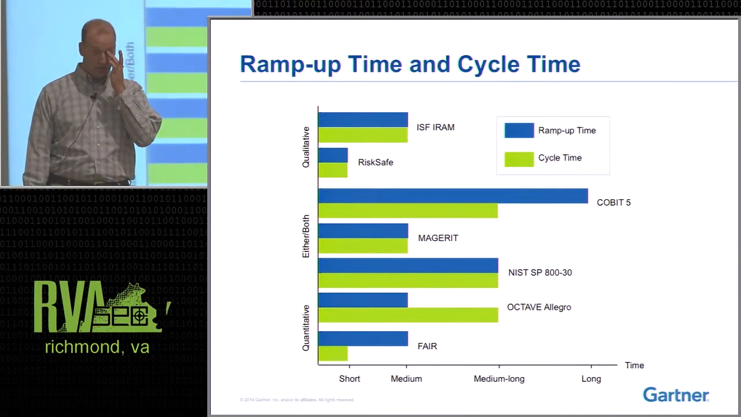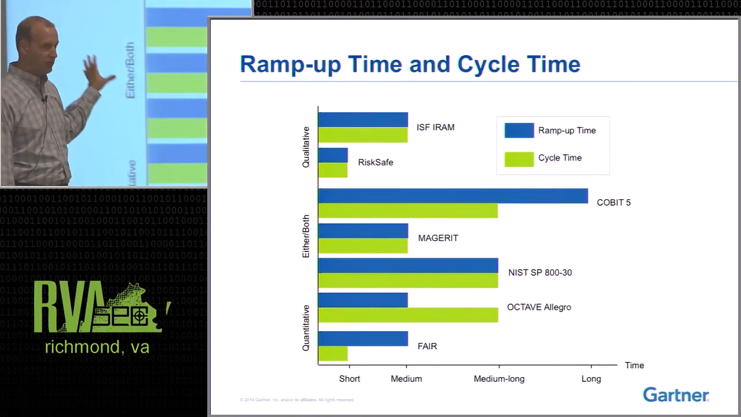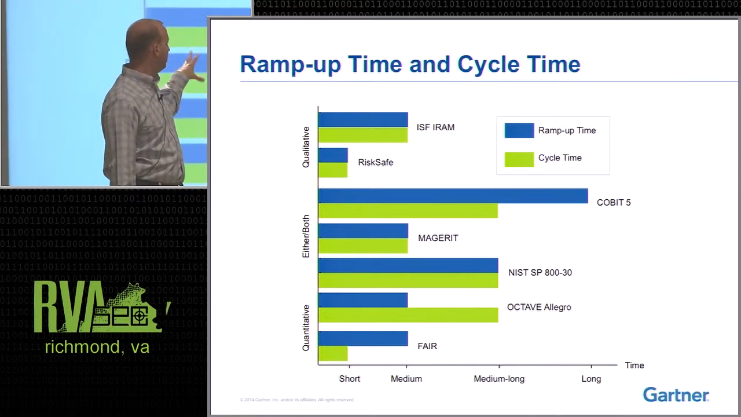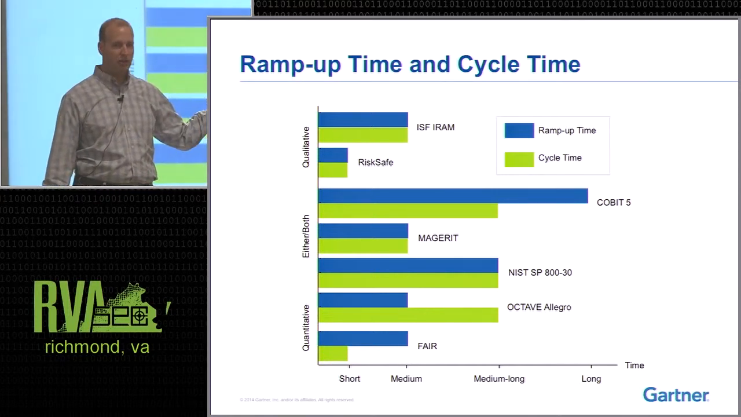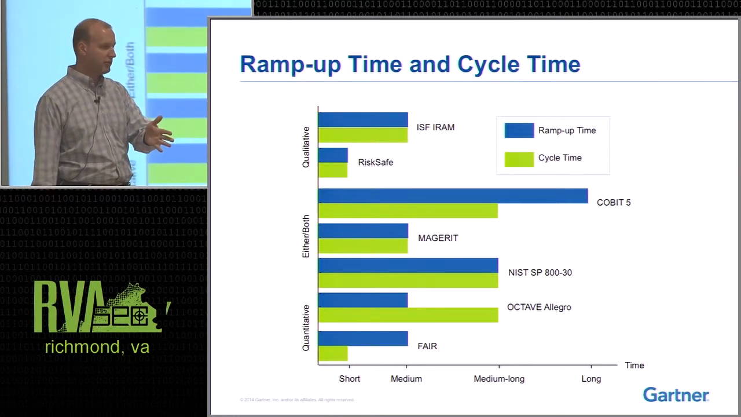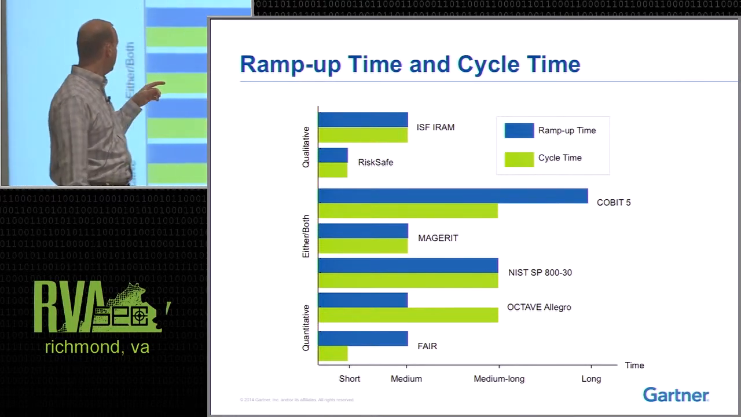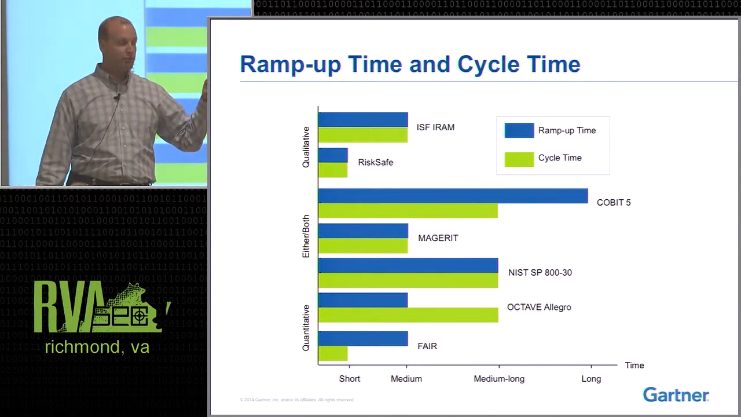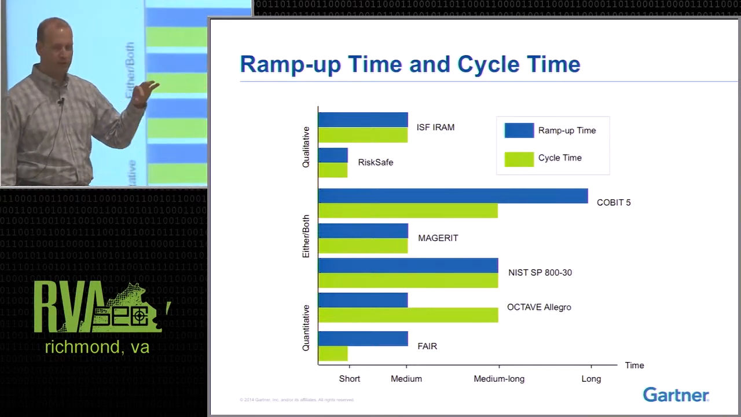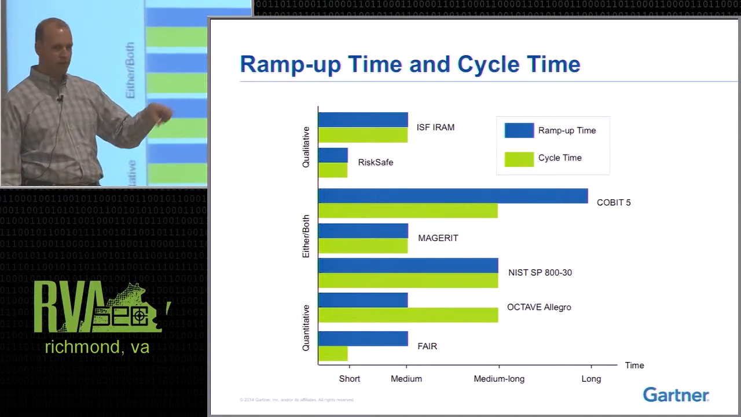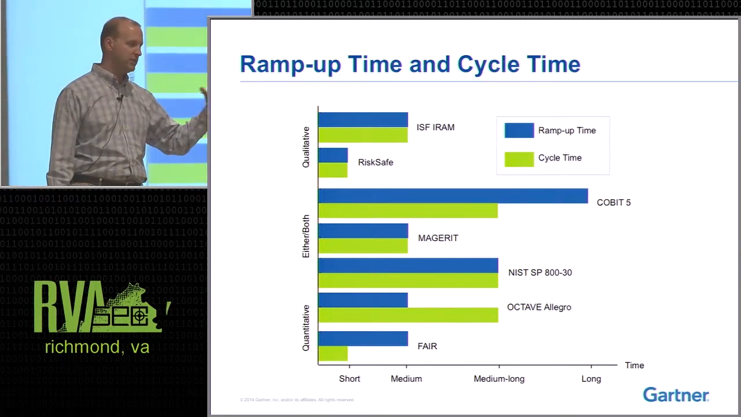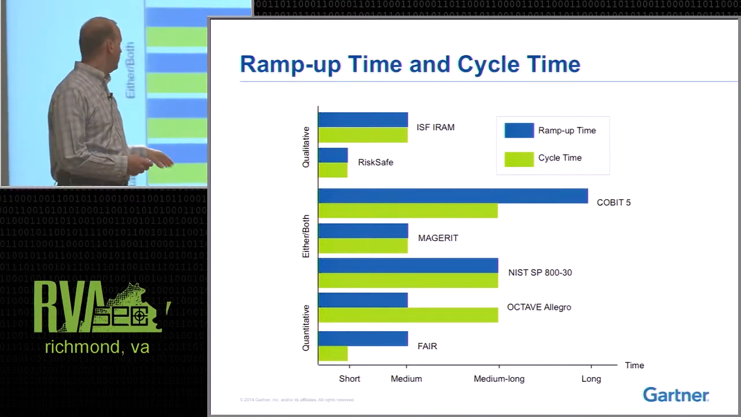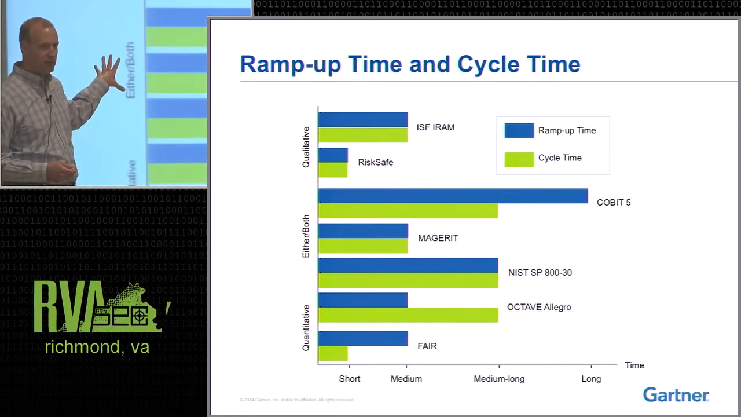This eye chart is from our research, and it looks at some of the common frameworks that are out there today. The two things we're looking at here in blue is ramp-up time, so how long it takes to go from nothing to the completion of the first assessment. And then in spring green, very appropriate this time of year, is cycle time. So once you have your process in place, how long does it take to do subsequent iterations through that process to complete results? Anybody notice anything here in particular?